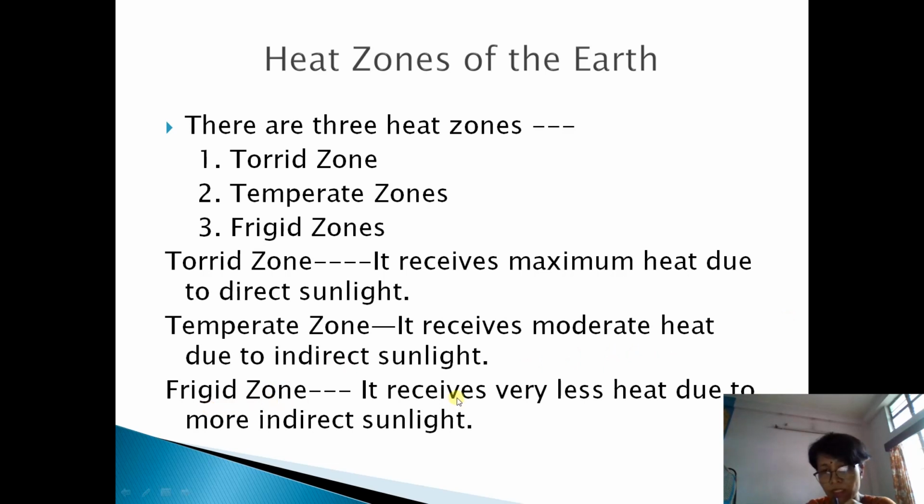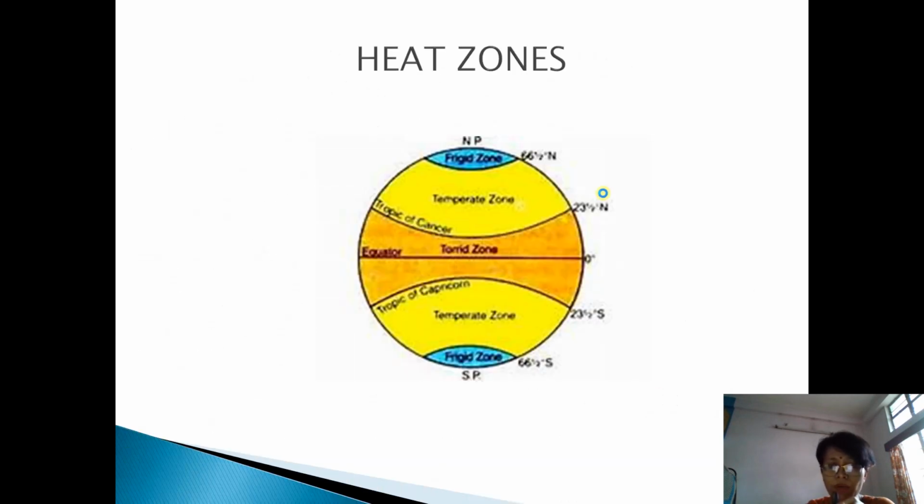Frigid zone, it receives very less heat. Why very less heat? Due to the more indirect sunlight. Due to the slanting sunlight, you can say, it receives very less heat only. Now see the diagram.